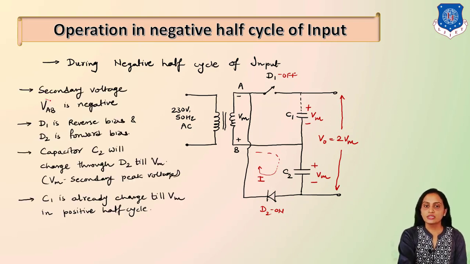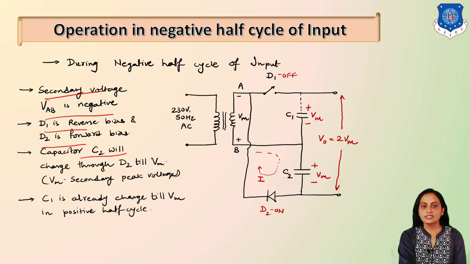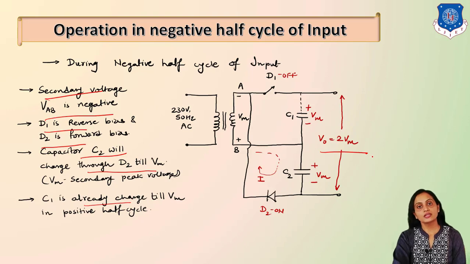Same thing is shown over here. The secondary voltage VAB is negative, D1 reverse bias, D2 is forward bias, and C2 will charge through D2 till Vm, and C1 is already charged in the positive half cycle. So at the output we are getting voltage 2 Vm, that is why we can say it is a voltage doubler.